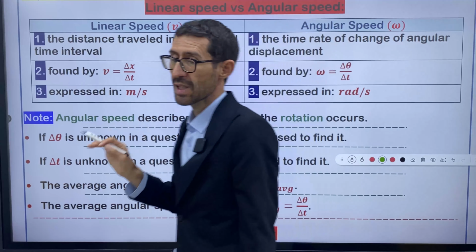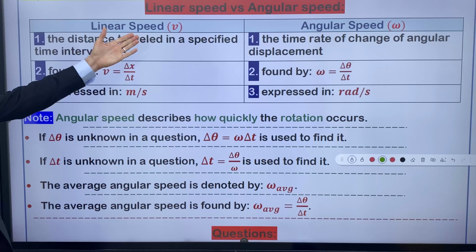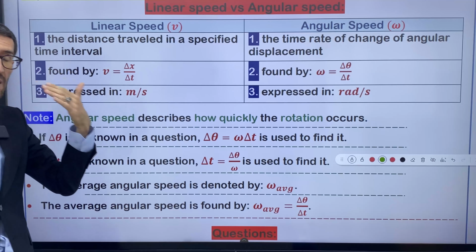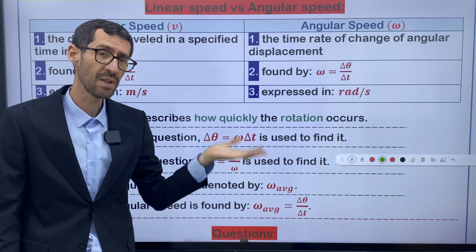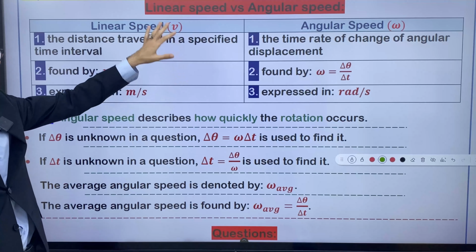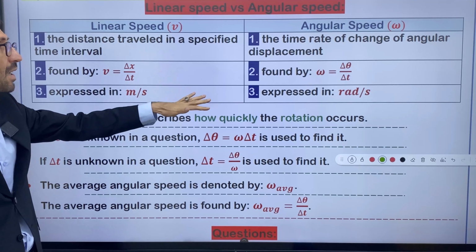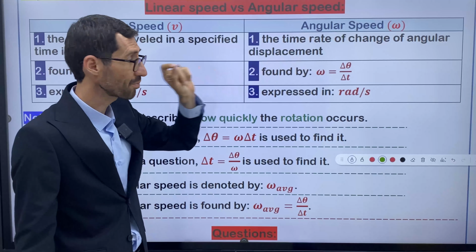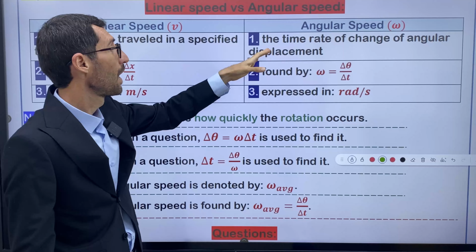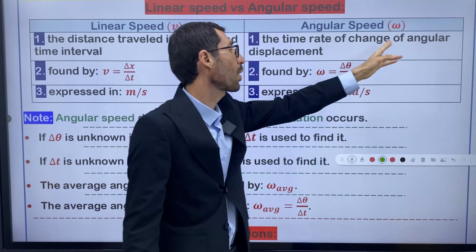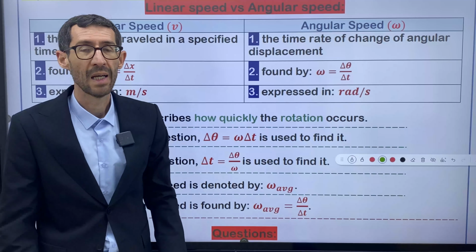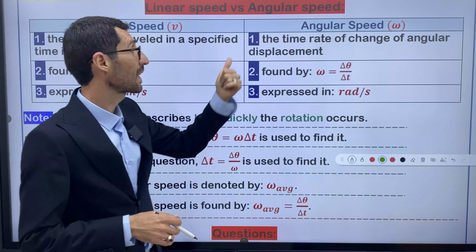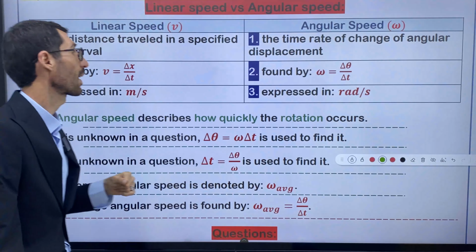The first definition for linear speed is the distance traveled in a specified time interval. Distance traveled in a specific time interval is called linear speed. This is our background. You know what linear speed is, but you don't know what angular speed is, right? Let me read the definition for you. Angular speed is the time rate of change of angular displacement. The time rate of change of the angular displacement means delta theta divided by delta t.